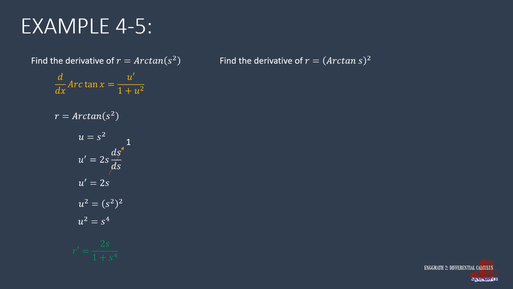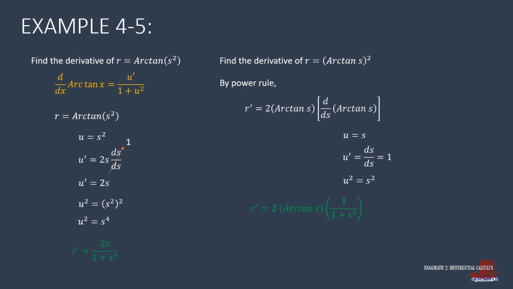The other equation looks similar to the one we just solved, but the square involves even arctangent. This function uses the power rule, as the outermost operation is the exponent 2. So r prime is 2 times arctangent of s times the derivative of arctangent s. At this point, u is s and u prime is 1. Also, u squared is s squared. So r prime comes as 2 arctangent of s times the reciprocal of 1 plus s squared.